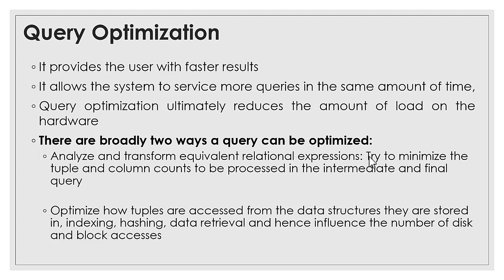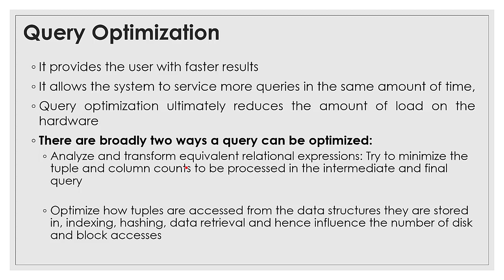Now, the second type of query optimization optimizes how the tuples are accessed from the data structure where they are stored, by using indexing, by using hashing, by using efficient data retrieval techniques, and by using efficient data structures to store the indexing or the data, like B tree or B plus tree. Now we are mainly concentrating on how a relational algebra expression can be converted into its equivalent relational expression so that the cost can be reduced.